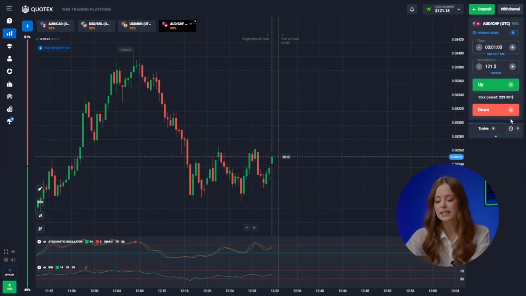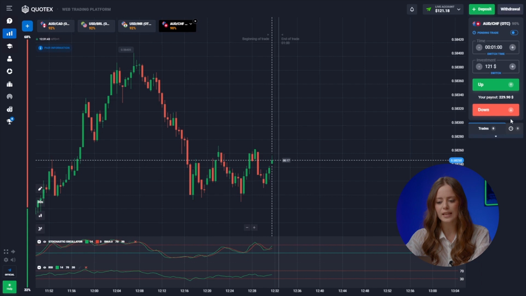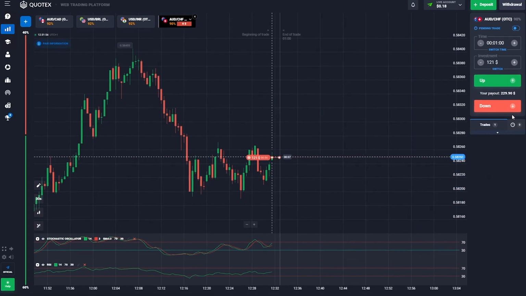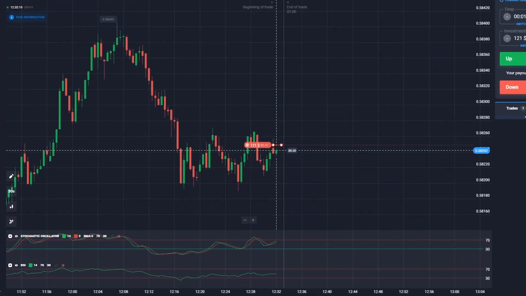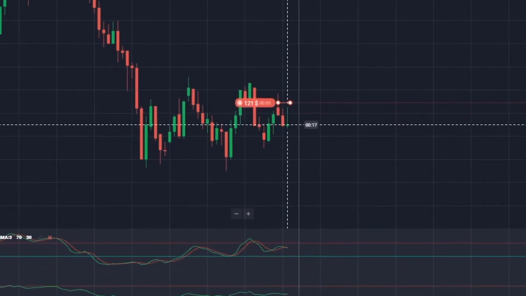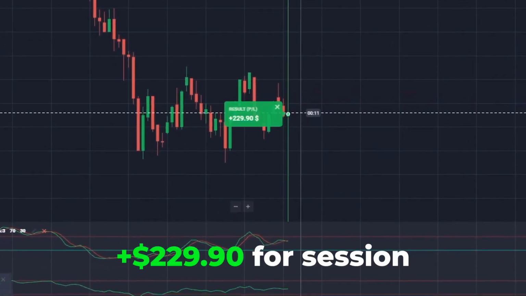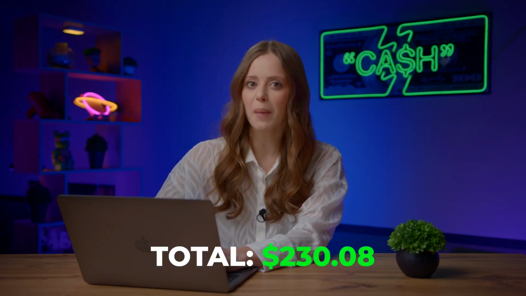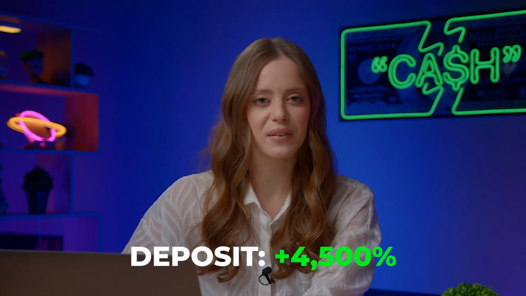Well, we see that after a downtrend there is sideways movement, but the momentum is decreasing. So we're gonna click down on this one. Done! Did you see that? We are nailing it! We've got 230 bucks in the account. I've already increased the starting amount by 4,500%. Let's not stop there and continue.